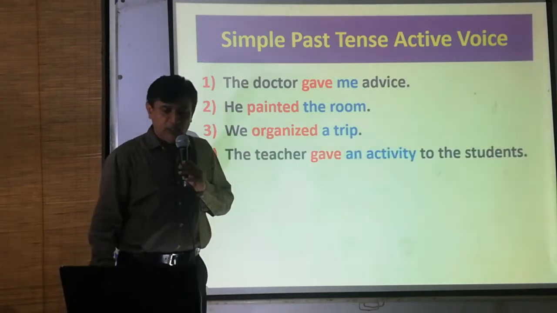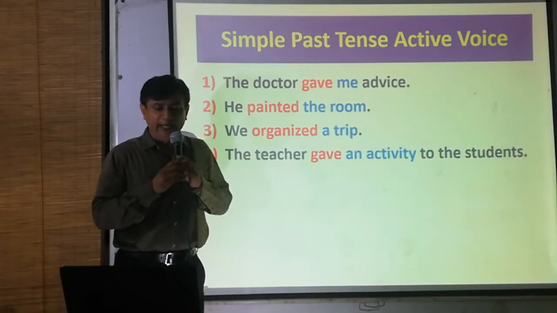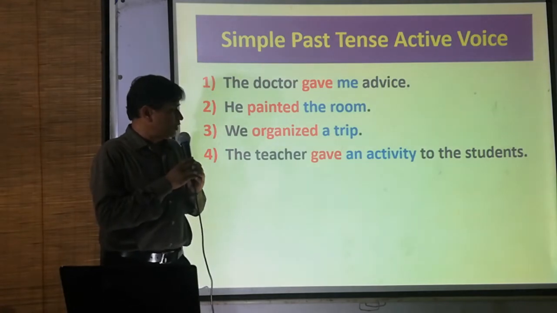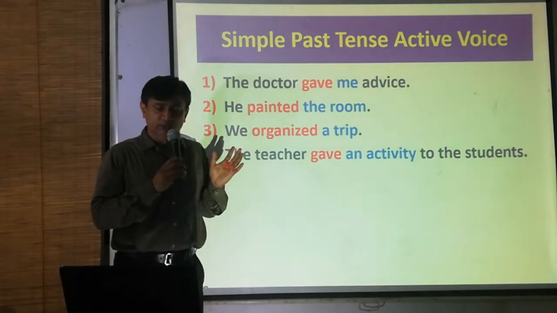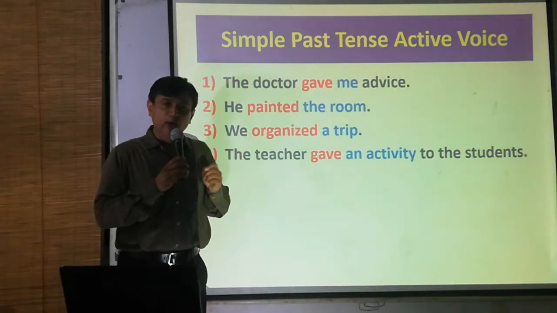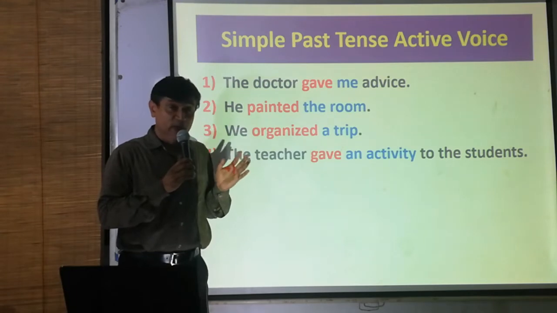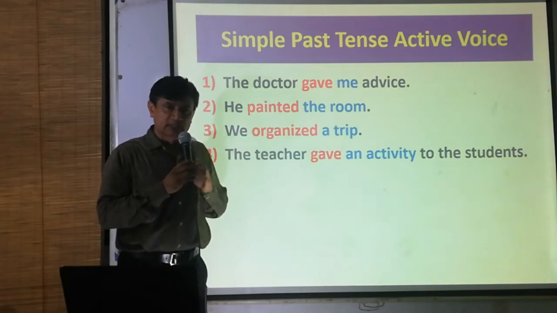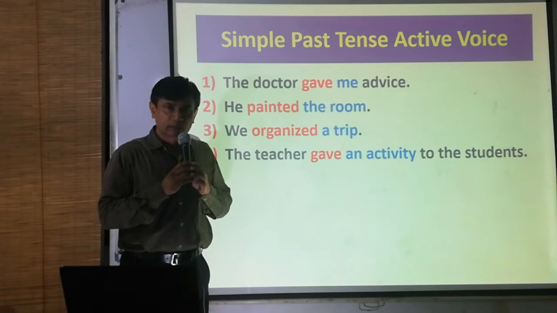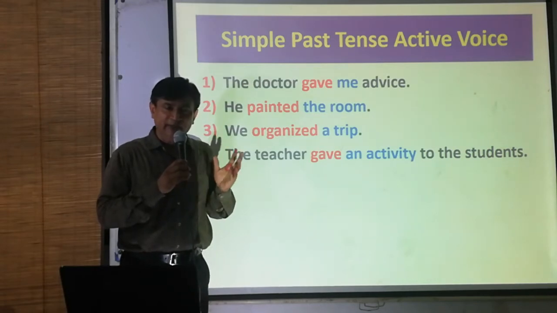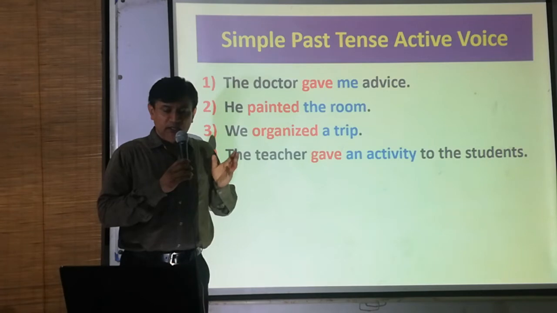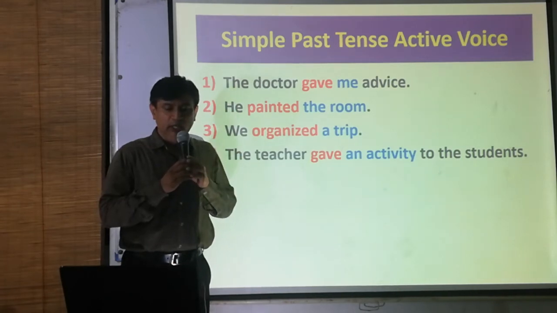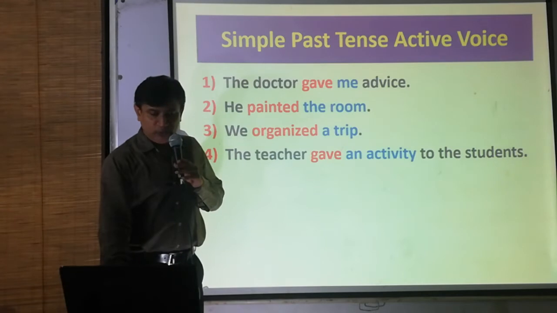Next one. Number 4. The teacher gave an activity to the students. In this one also, the teacher is the subject. Gave is the verb. An activity is the object. To the students. Gave an activity to the students. Look at the next one, number 5.